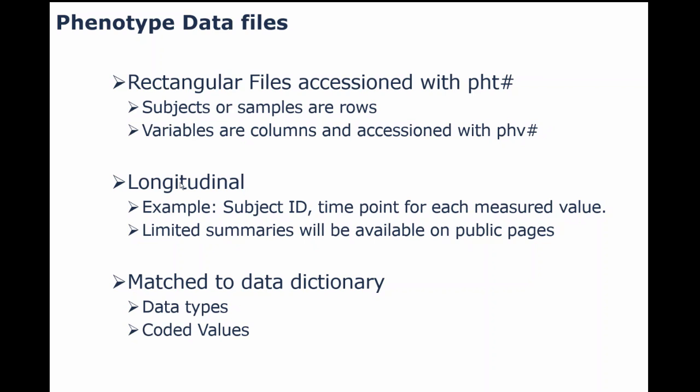When we have more complex tables like this, we can't really show summaries on the public pages. But if they're not complex and it's just a single subject per row or a single sample per row, we can show variable summaries on the public web pages. And then the dbGaP staff matches the data that is submitted back to what we call a data dictionary, which describes each column in the data file and any coded values that they may have. And I'll show more of that in a minute.